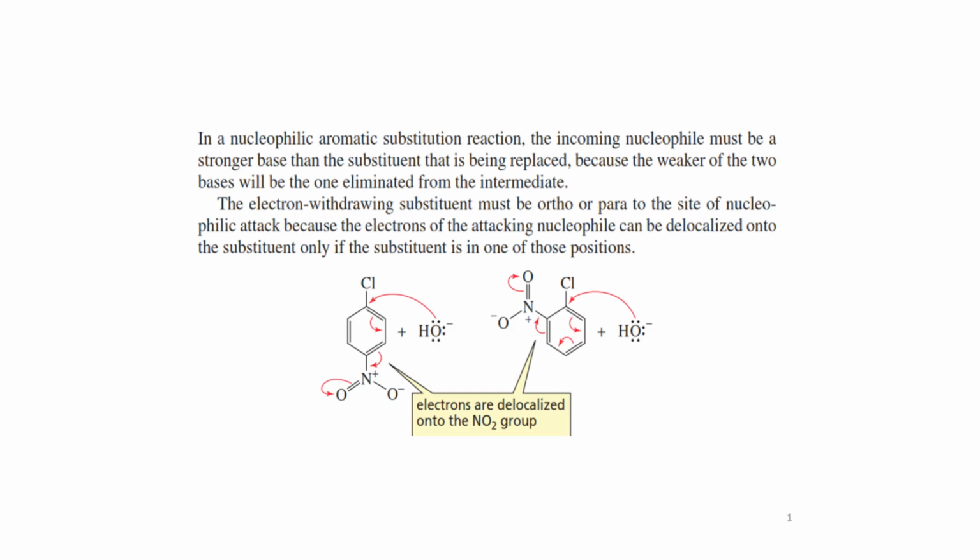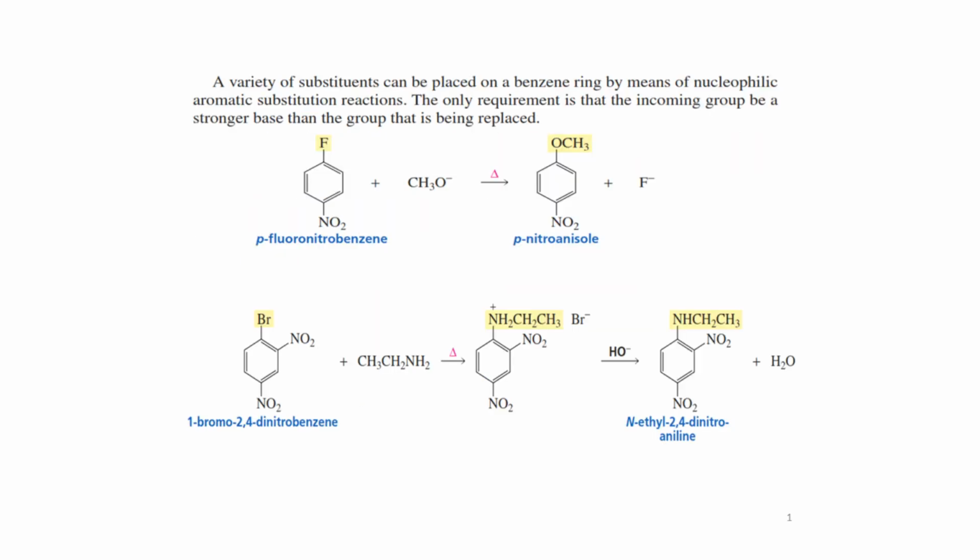Students, please note that in nucleophilic aromatic substitution, the incoming nucleophile must be a stronger base than the leaving group, with electron-withdrawing substituents aiding the reaction. Various substituents can be placed on a benzene ring through nucleophilic aromatic substitution, provided the incoming group is a stronger base than the one being replaced.